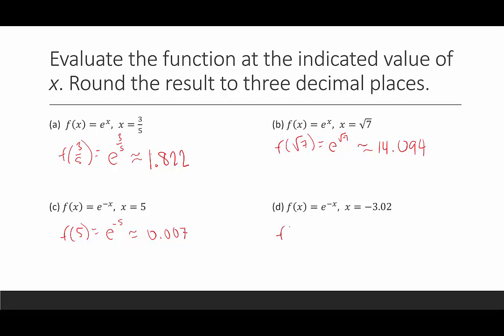And then lastly, if we plug in f of negative 3.02 into that reciprocal, well, this time it would be negative of negative, which would end up being positive. So this is going to be e to the 3.02, really close to e cubed. And if we look at that value, we end up with 20.4912. That 2 would tell the 1 to stay the same. So just some examples of what we end up with when we plug in kind of random exponents for our natural base.